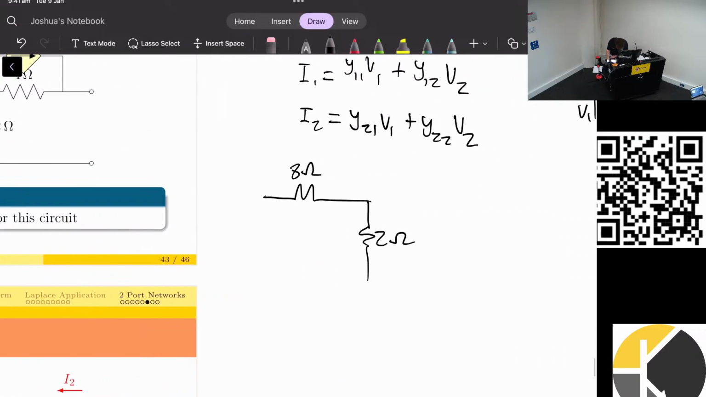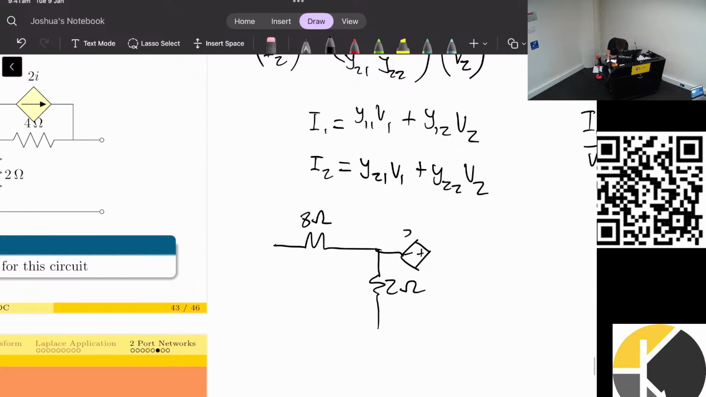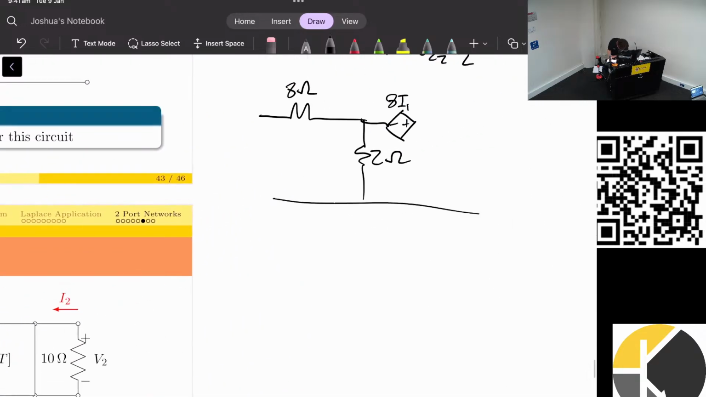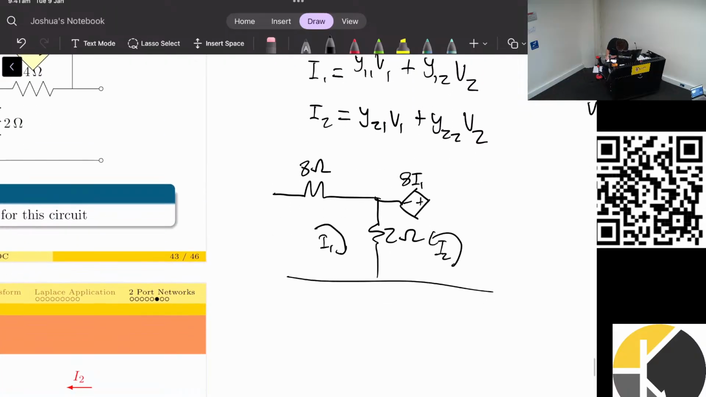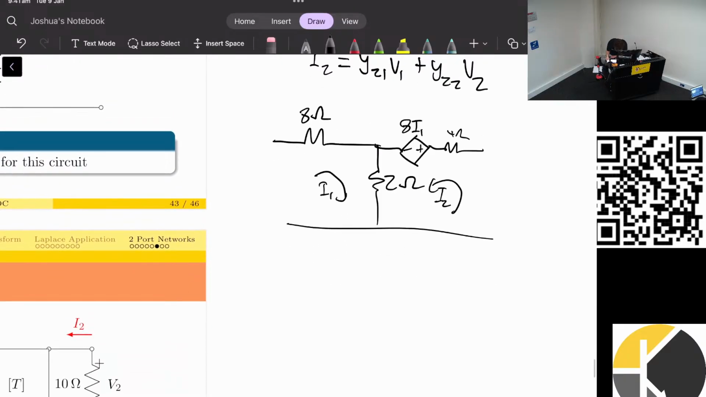Can you tell me what this will source transform into? 8i. Or I'm going to write 8i1, because the way I'm going to do it is I'm going to have I1 and I2. Then we've still got our 4 ohm resistor, and then let's write our voltages, V2 and V1.